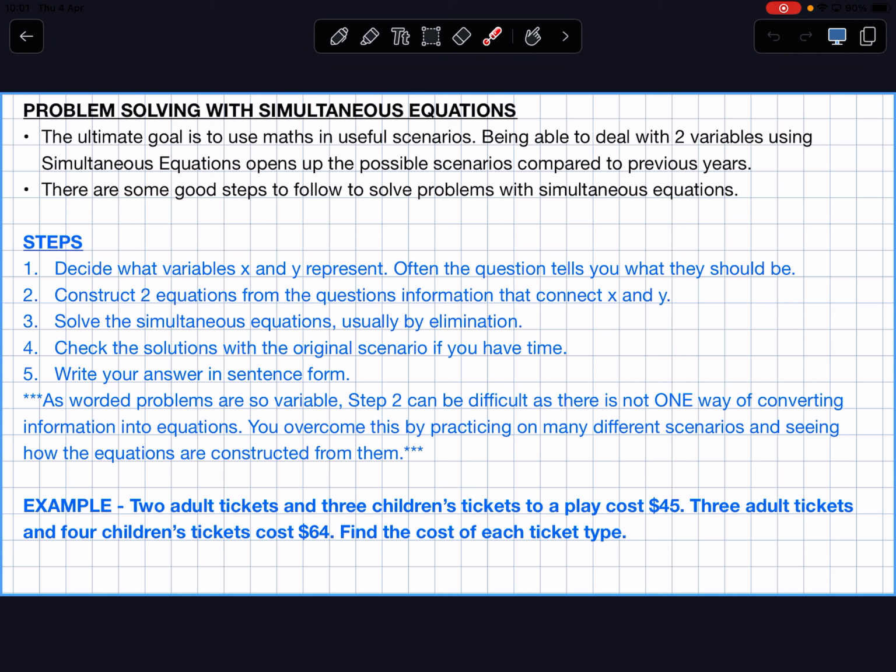The only way that you deal with this is practicing all of the things in your book so you can see different scenarios being transformed into different maths. Can I ask you please to get those steps down? That's something that can go into your cheat sheet, and then we'll do an example together. So a couple of minutes.